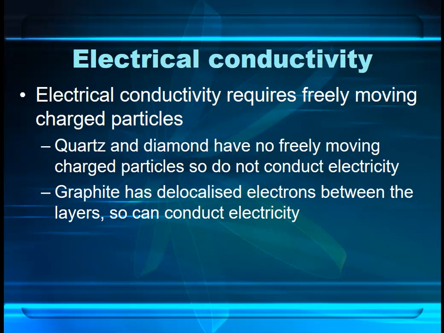Now, electrical conductivity is a bit more interesting because graphite can conduct electricity while diamond and quartz can't. And the reason is that to conduct electricity, of course, we must have freely moving charged particles. In diamond we've got only carbon atoms covalently bonded, and in quartz we have silicon and oxygen atoms covalently bonded. None of those are charged particles, and none of them are able to freely move because they're all bonded in place with these strong covalent bonds. Graphite, however, has layers of covalently bonded atoms, but separating those layers are delocalized electrons. Those electrons obviously can carry charge, which is why graphite can conduct electricity.